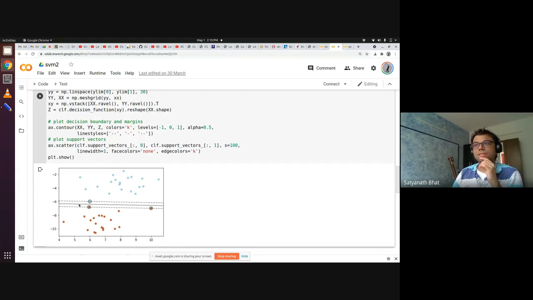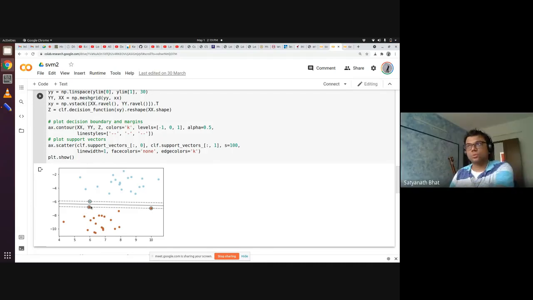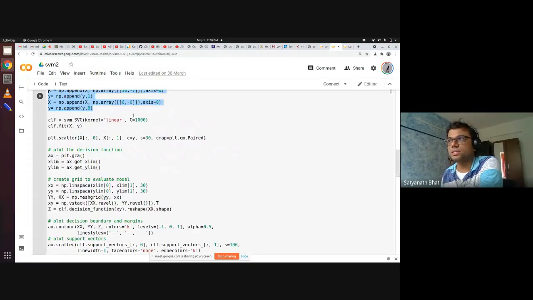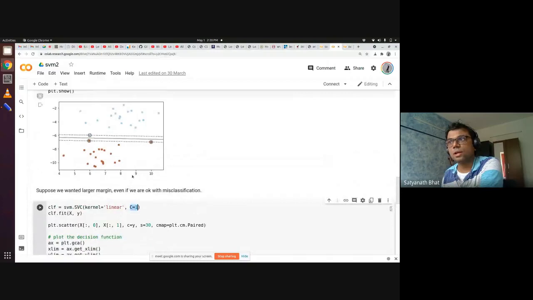Suppose I'm not happy with this thin margin. Suppose I want to increase this. So what is the way I should do this? Reduce the value of C. Yeah, so that is what we will do. Here C was 1000, so we reduce the value of C to 1.